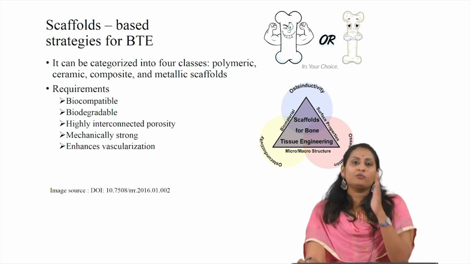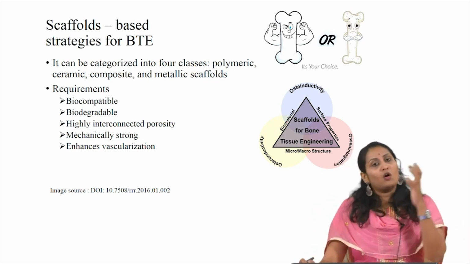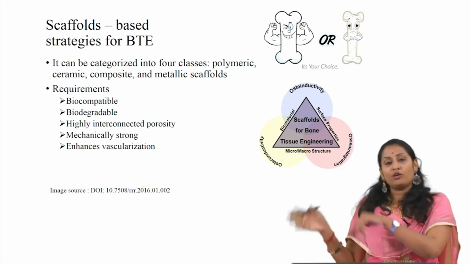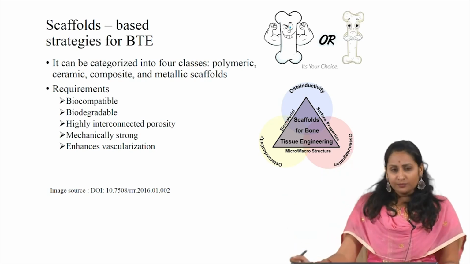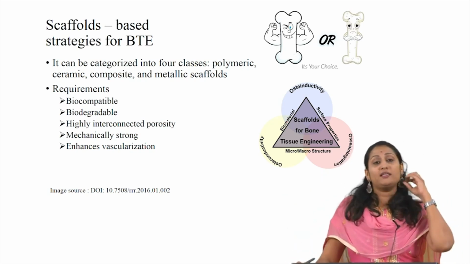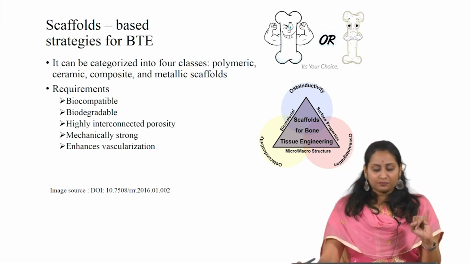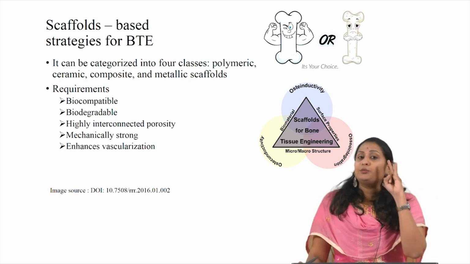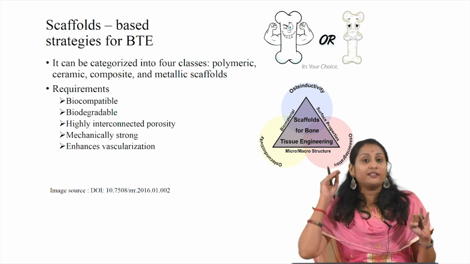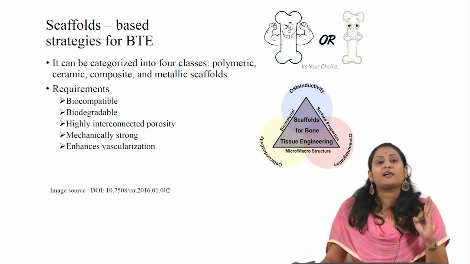Polymeric scaffolds can be derived from either natural polymers or synthetic polymers, and composites may be the combination of polymers and ceramics. Now the requirements of an ideal scaffold for bone tissue engineering: it should be biocompatible, it should be biodegradable, and it should not be a permanent implant. It is a temporary implant, and it is non-toxic, with highly interconnected porosity.